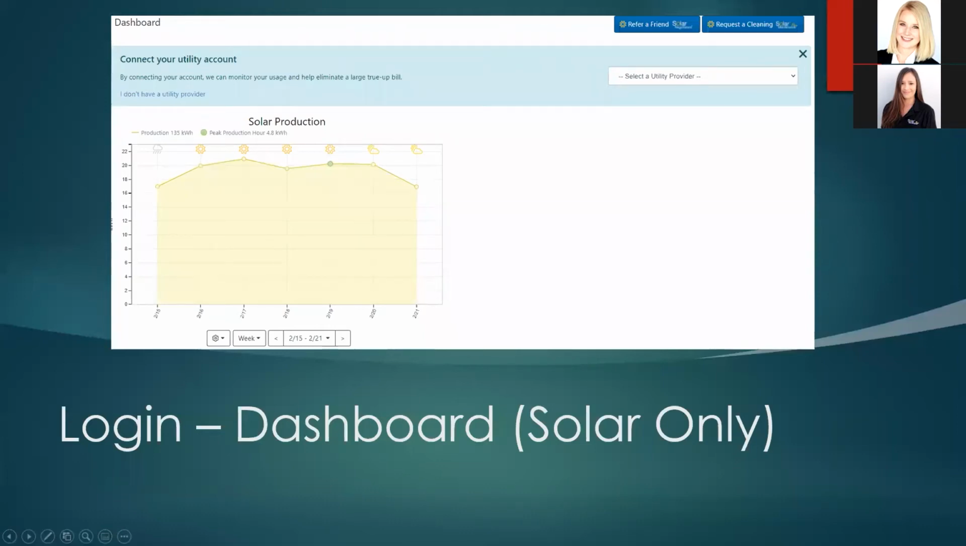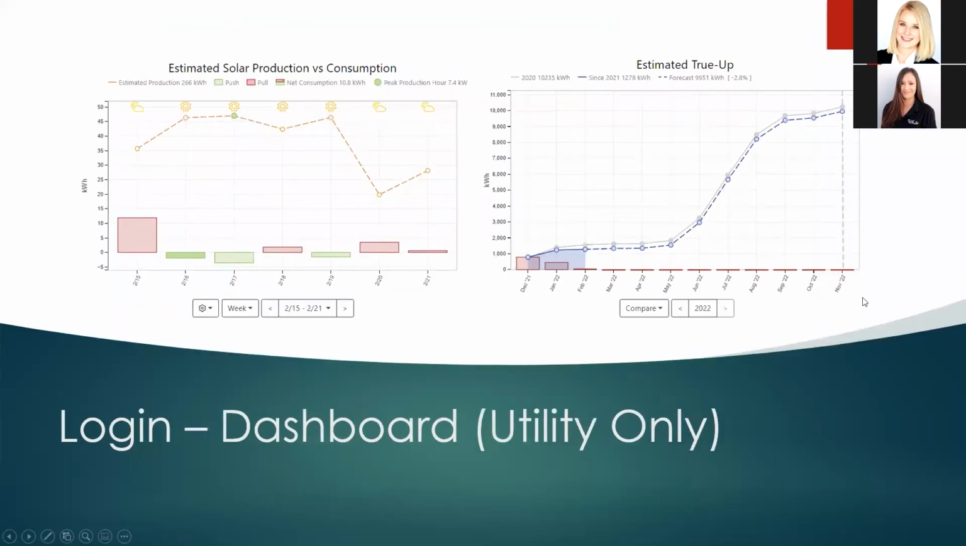So when you only have your solar connected, this is what you will see. There will only be one graph available, and it will give you the option to connect your utility account. If you happen to be in an area that we do not support, such as MID, you can just click on the X so that you don't constantly have to see that, but we can still monitor your solar. We can do the same for the utility only. With utility only, you will see two graphs because you will also get an estimated true up graph, and we can see an estimated solar production.